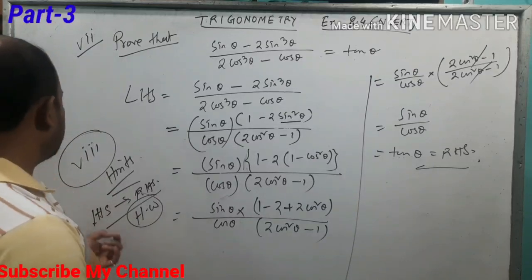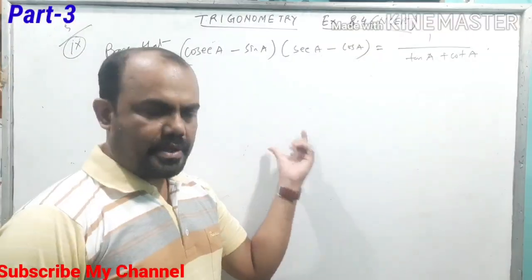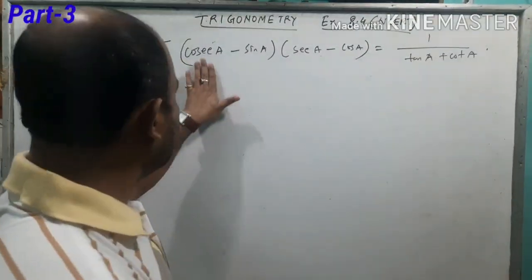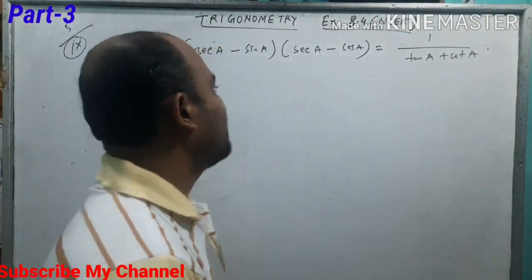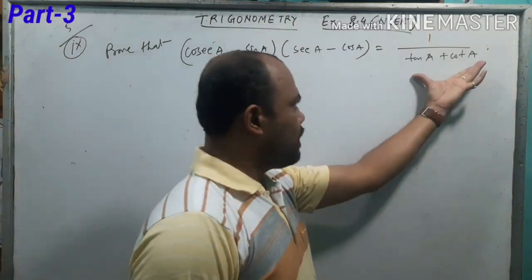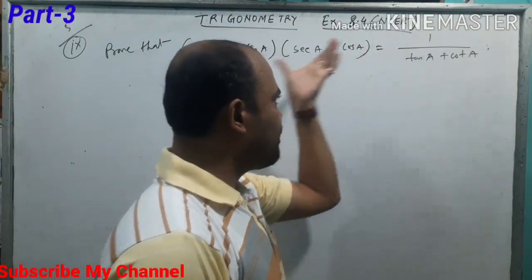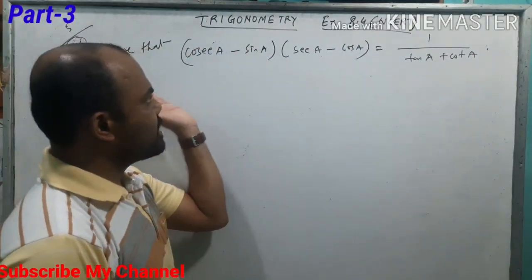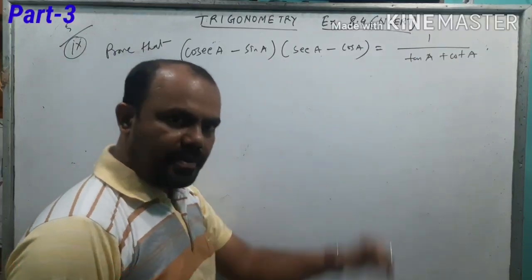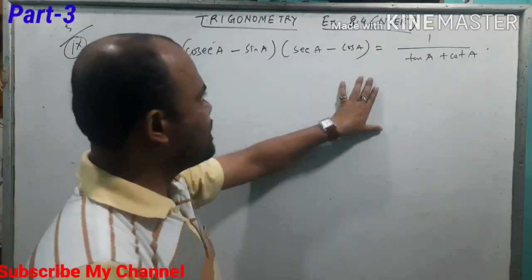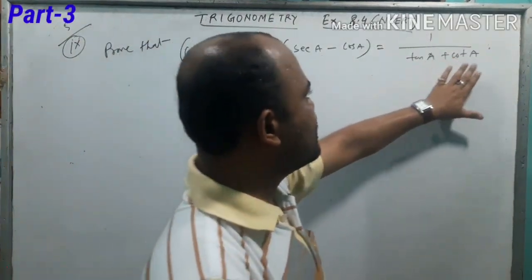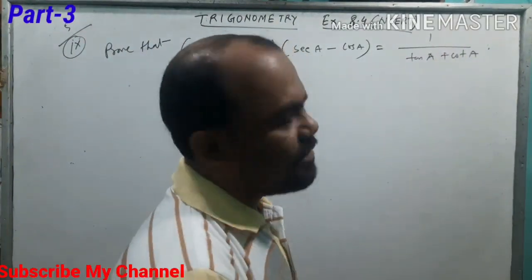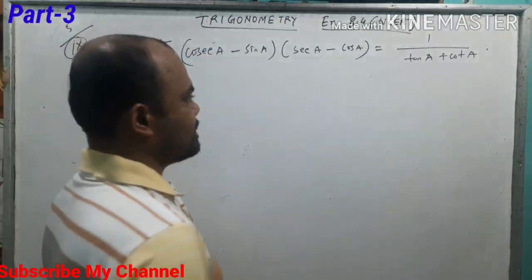Now we are solving question number 9. See the question: (cosec a minus sin a) into (sec a minus cos a) equals 1 by (tan a plus cot a). As you can see, again RHS is comparatively very simple compared to the LHS part. In the LHS part there are 2 terms in multiplication form. If you multiply this, there will be 4 terms, and in the RHS only 2 terms are there. So let us first calculate RHS.